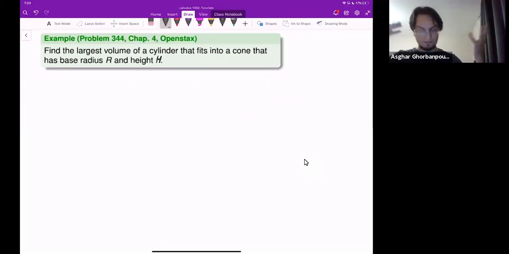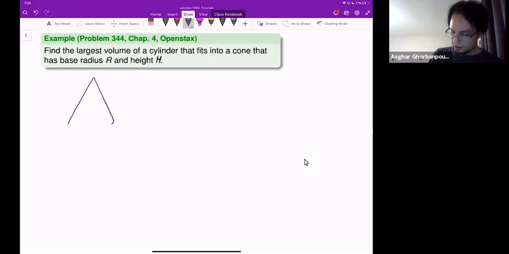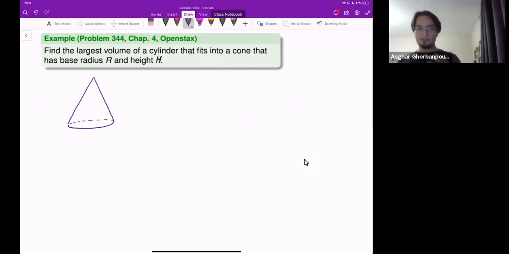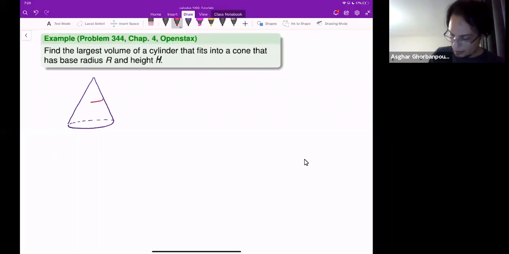So what is the question? The picture is the first thing. If you have a diagram or something you can draw, that is going to be very helpful. I have a cone. Here I'm assuming that the cone is a right cone. And I want to fit in a circular cylinder, and I'm trying to maximize that. Well, what does it mean? It means that I want to fit this guy, something like that.